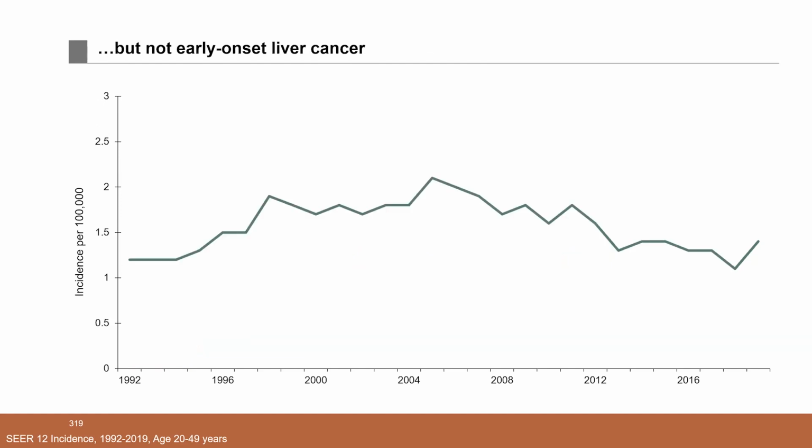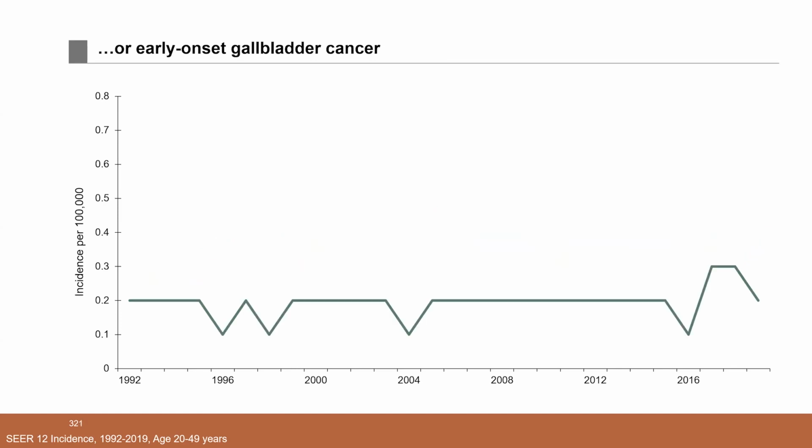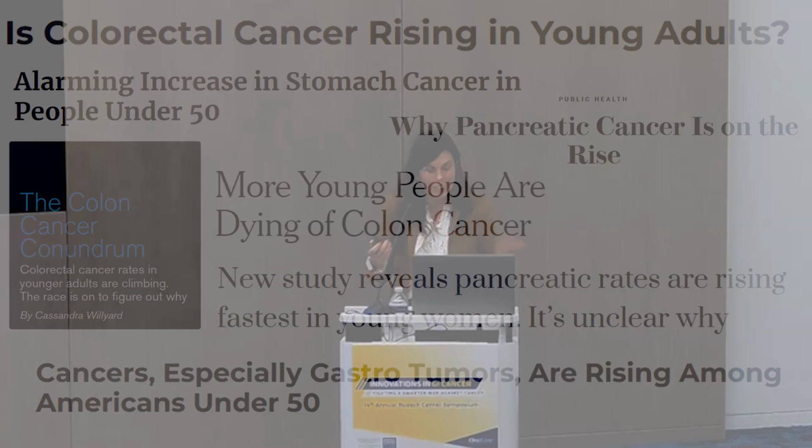We haven't seen quite the same increase in early onset liver cancer. And for rarer cancers like esophageal adenocarcinoma and gallbladder cancer, incidence rates have remained somewhat flat over time for this age group.